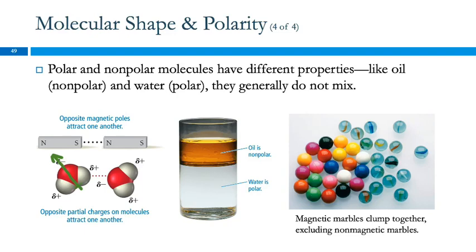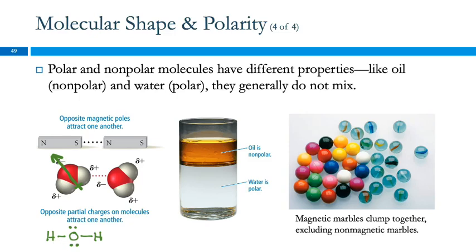Well, no, that's a good question. How do I know it has a bent shape? Because I know what its Lewis structure looks like. It has lone pairs. That's what makes it bent and polar. It's symmetrical, but the vectors don't add to zero.